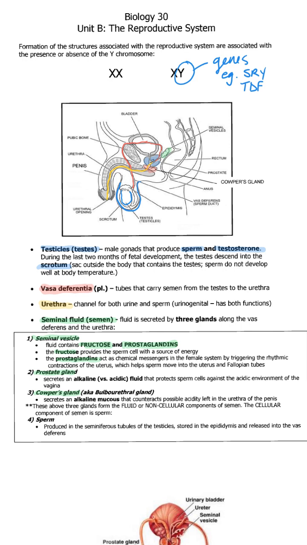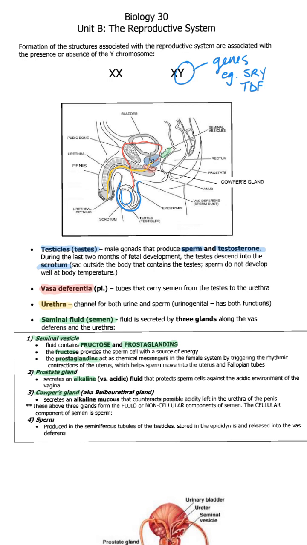The prostate gland, the blue structure that I highlighted, secretes an alkaline substance. So think of basic versus acidic. That's going to protect the sperm cells against the acidic environment of the vagina. And the vagina is acidic because it's an internal structure, and that allows it to be protective against bacteria and infection.